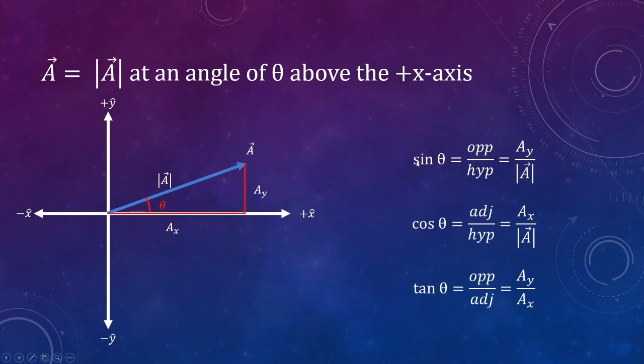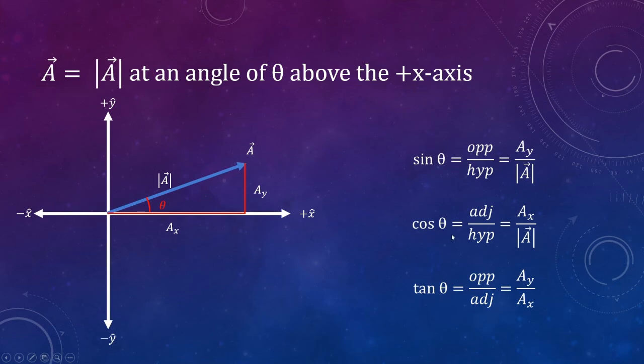So for example, we want to do the sine of this angle. Well, sine is always defined as the opposite side of the angle over the hypotenuse. So for this red angle theta, the opposite side of that angle is the y component of A, and the hypotenuse is the magnitude of the vector. So sine of theta, opposite over hypotenuse, is the y component of A over the magnitude.